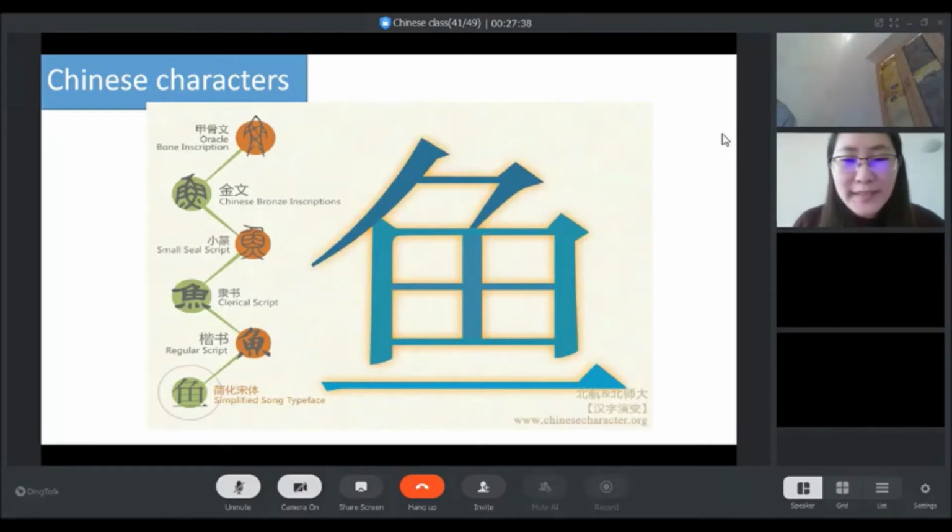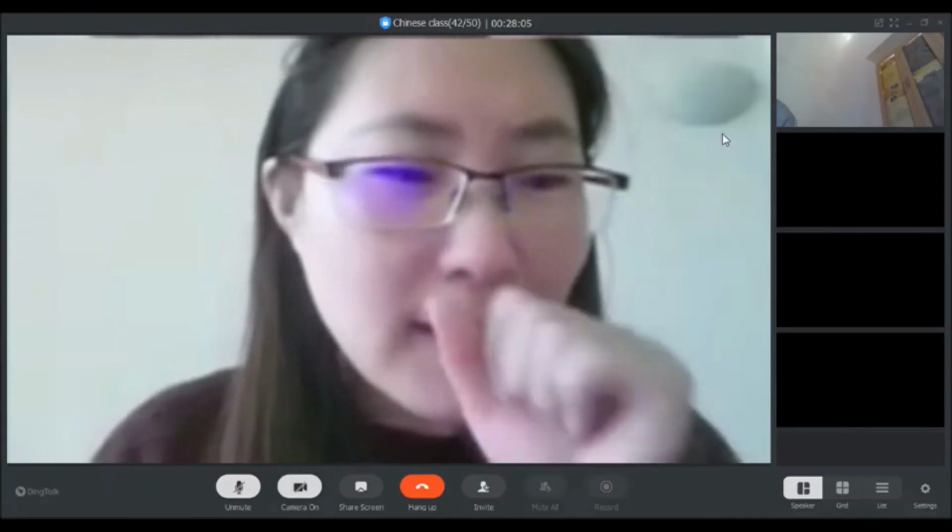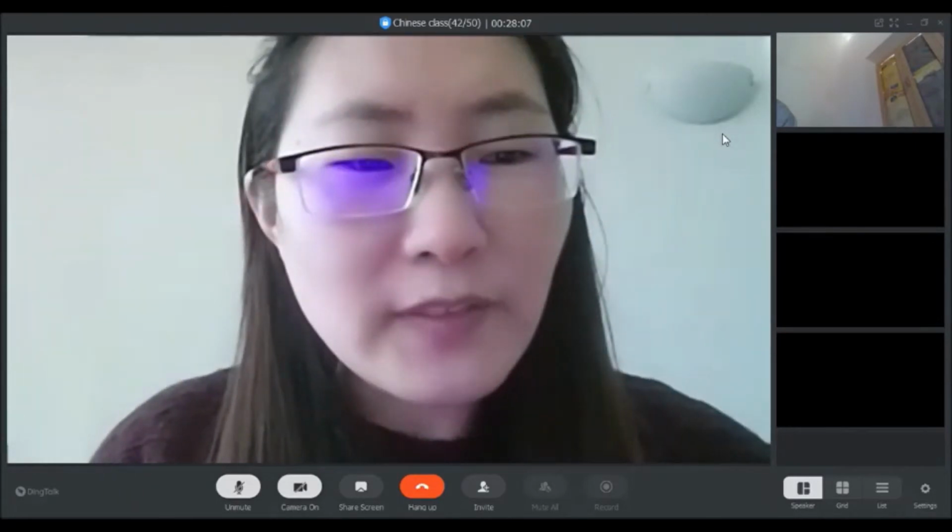So this is the form, the Chinese character we use today. 鱼, fish. We can see the process. It comes from the picture, then changes to this one, this one, this one, and now this one. 鱼 means fish. So these are the group of Chinese words that come from pictures.